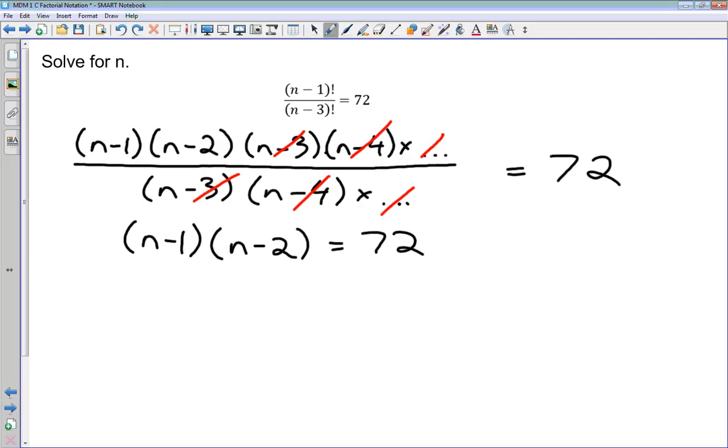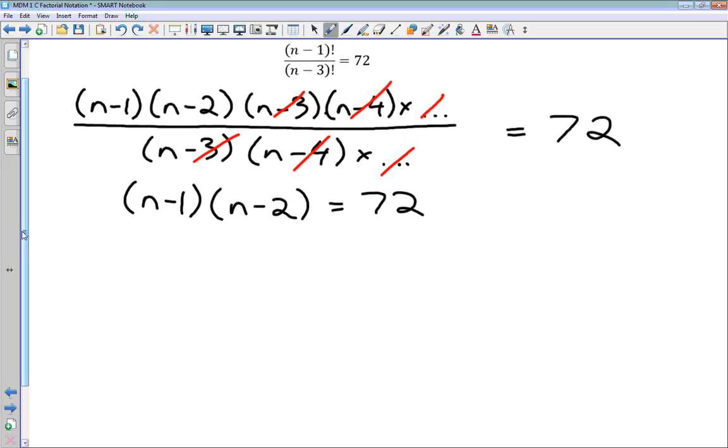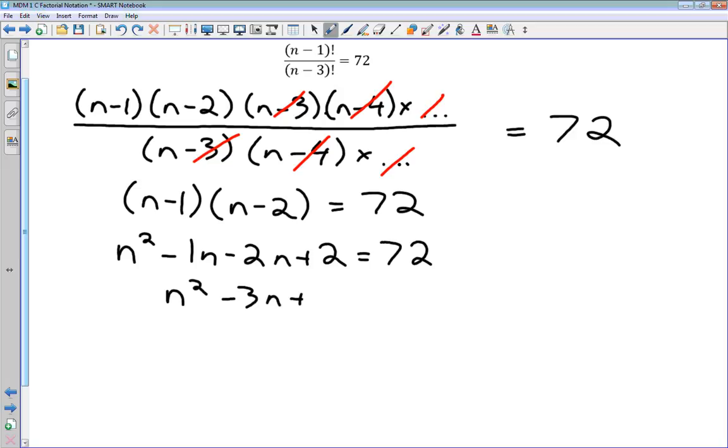So remember what solving means. We want to get n all by itself on one side of this equation and a single number on the other side. Well, how can we do this? Let's start by expanding what we have on the left-hand side here. So using our good old FOIL rule, n minus 1 times n minus 2, we're going to get n squared minus 1n minus 2n plus 2 equals 72, which when we collect our like terms is n squared minus 3n plus 2 equals 72.